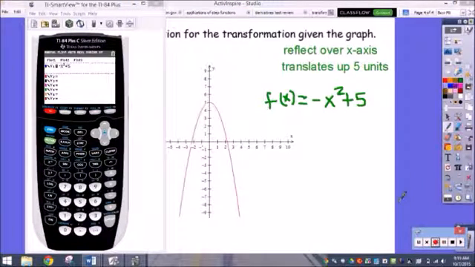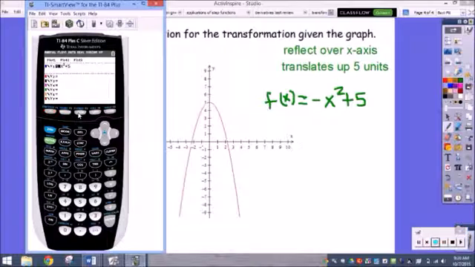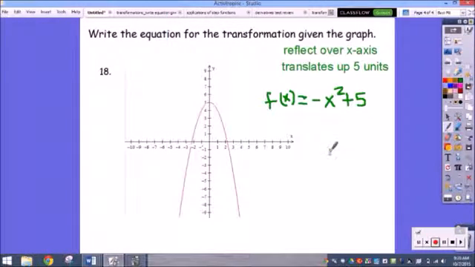And if I wanted to check my answer, what I could do is I could take my equation, type it in the y equals screen in my calculator, so negative x squared plus 5, exactly how I have it written here. And then if I go to my standard window by pressing zoom 6, it gives me the standard window of negative 10 to 10. And I can see that this is the graph of what they've given me. So I've checked my answer, I know it's correct, and so I feel pretty good about turning in my final work.